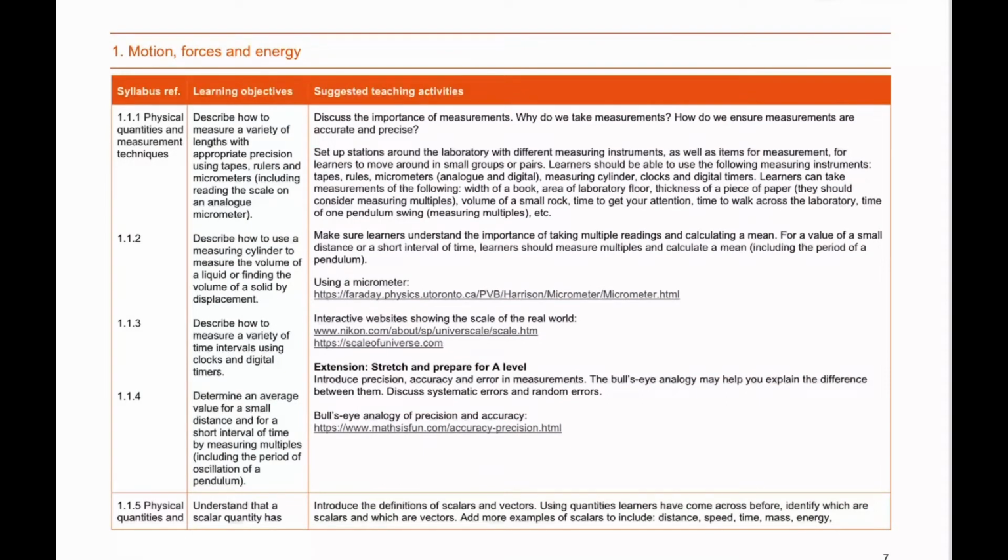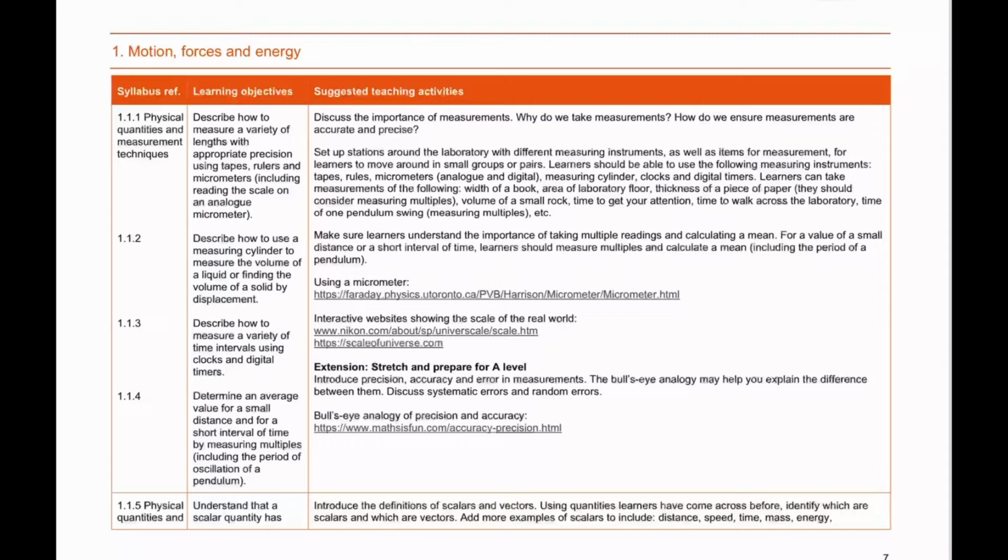1. Motion, forces, and energy. Key concept 1.1.1 Physical quantities and measurement techniques. Learning objectives. Describe how to measure a variety of lengths with appropriate precision using tapes, rulers, and micrometers, including reading the scale on an analog micrometer.